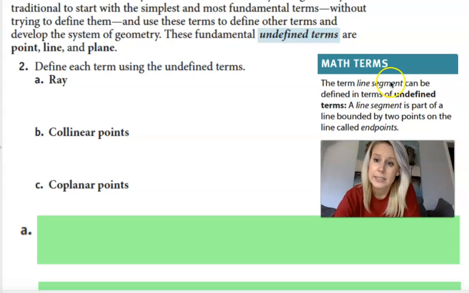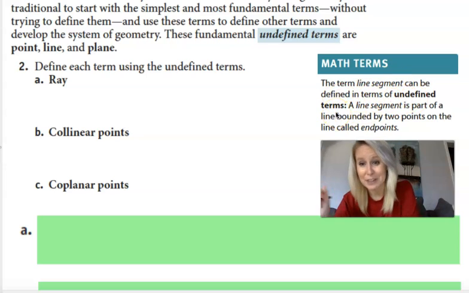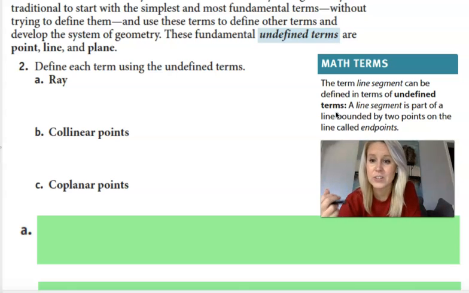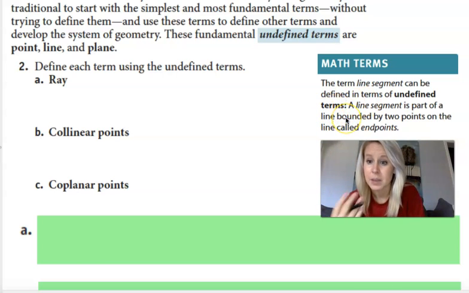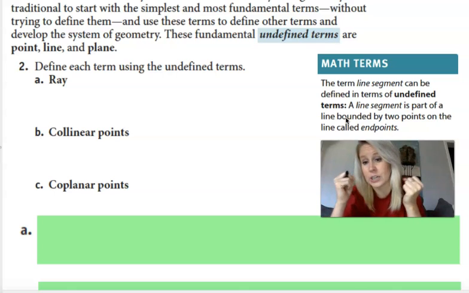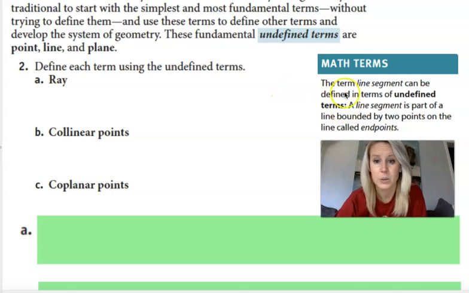The term line segment can be defined in terms of undefined terms. So the definition of a line segment, which we all know is a line with 2 points, it's part of a line, bounded, which means cut off by 2 points, called an endpoint. Okay, so I want you to kind of create some geometry definition for a ray, collinear points, and coplanar points. So press pause and jot those down.